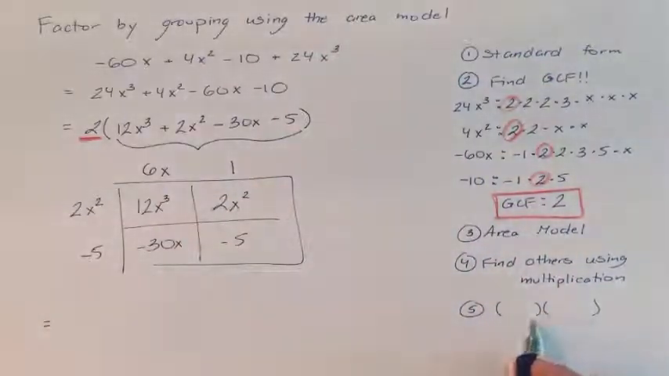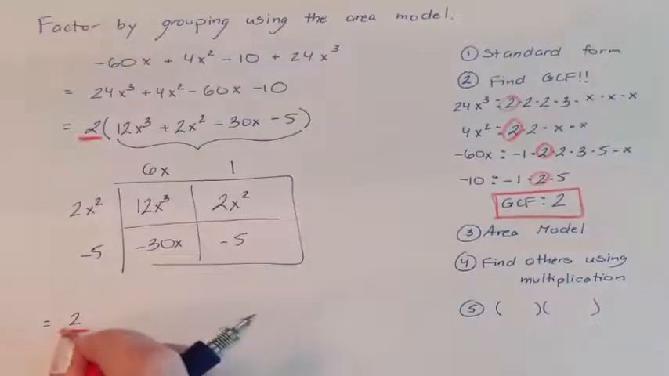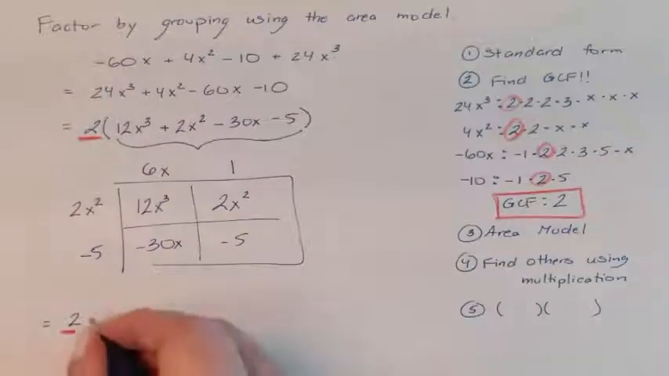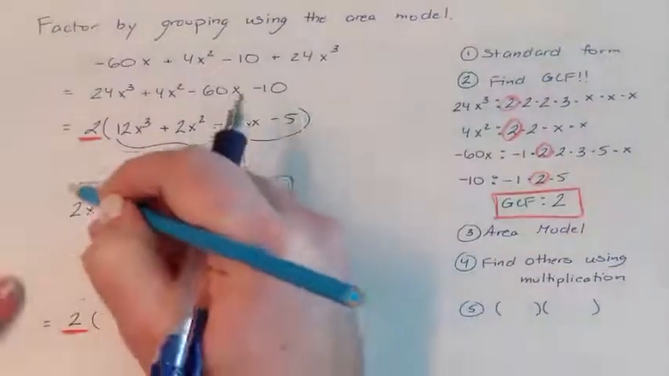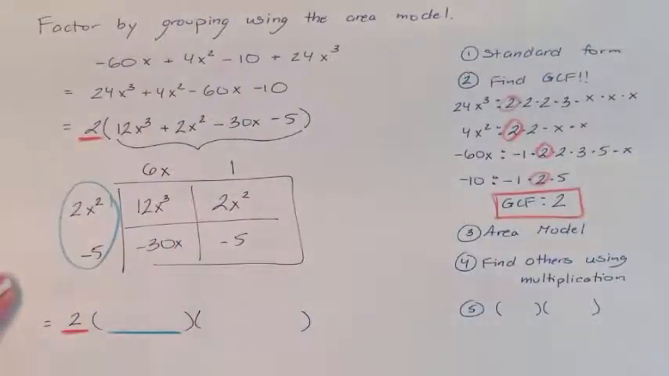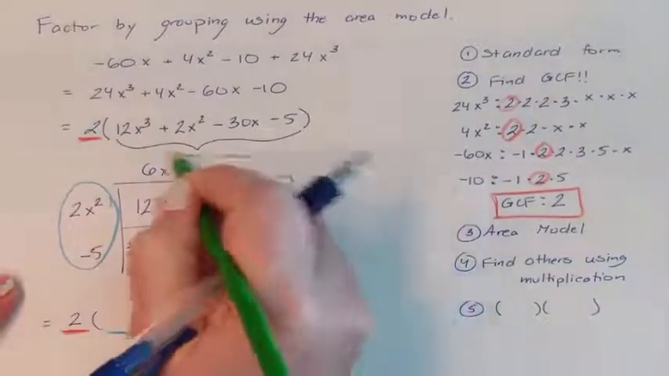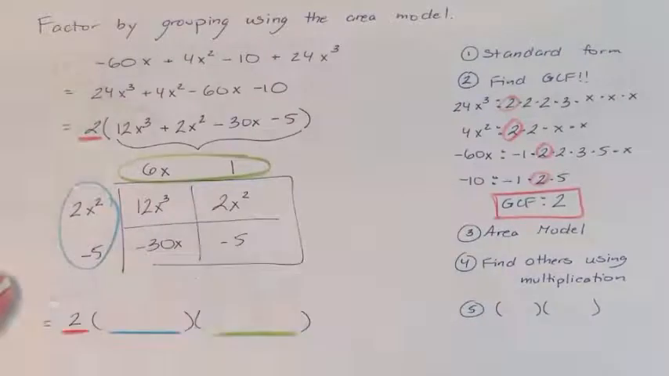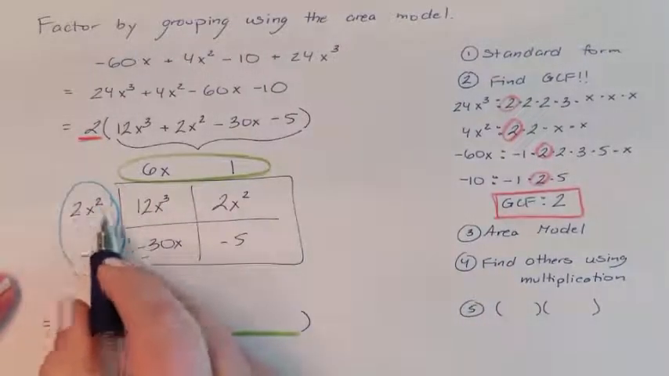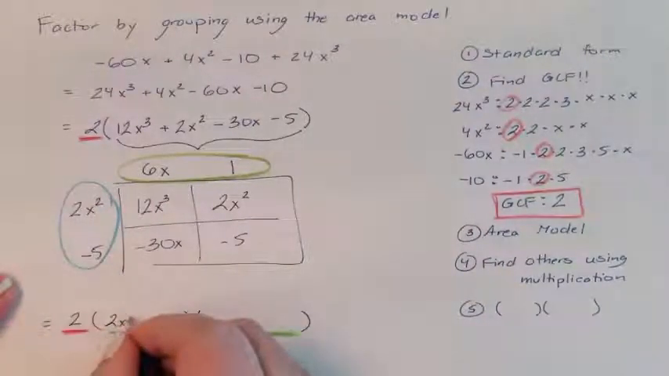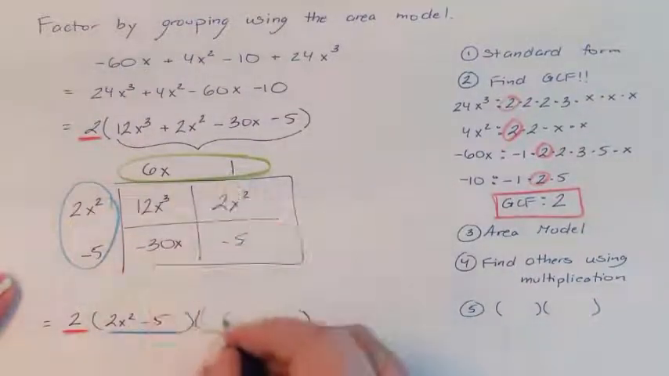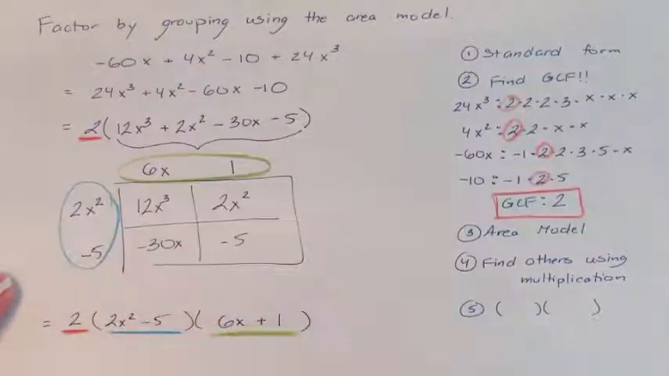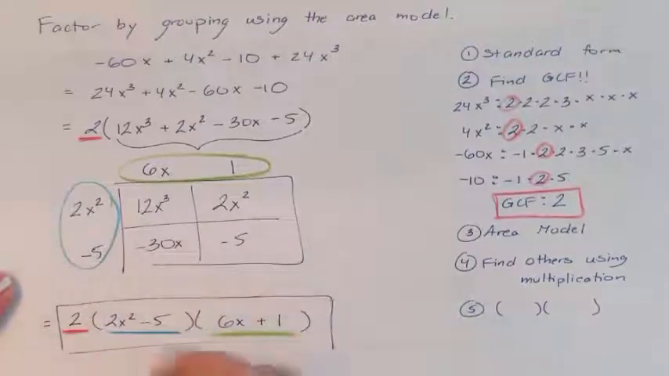My last step is to get the final answer. Your final answer always starts with the GCF you noticed at the very, very beginning. And then I'm going to end up having two parentheses. What goes in the parentheses comes from the sides. So this side is going to go into this parenthesis, and this side is going to go into this parenthesis. This is 2x squared minus 5. So here's a 2x squared minus 5. This is a 6x plus 1. So here's my 6x plus 1. And this is my final answer, and I'm done.